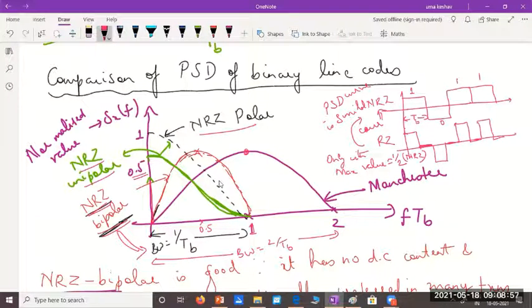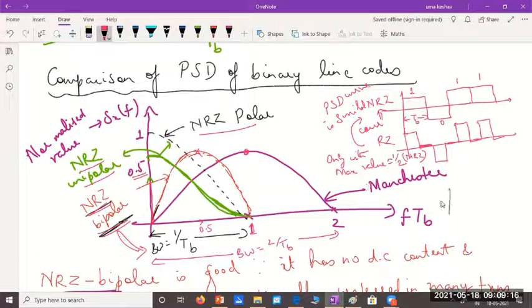Manchester needs double the bandwidth of other line codes, though it effectively exhibits no power at 0 frequency or DC, so it doesn't need DC coupling. But the major problem is its increased bandwidth. Why does bandwidth increase in Manchester?